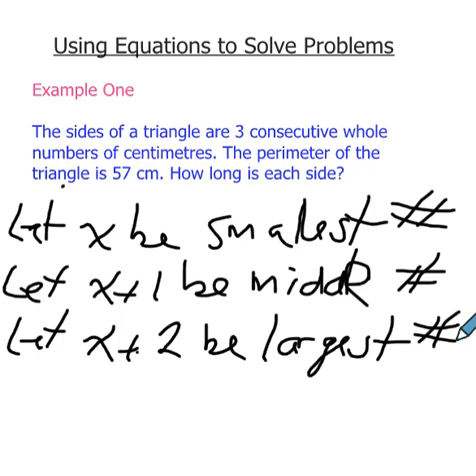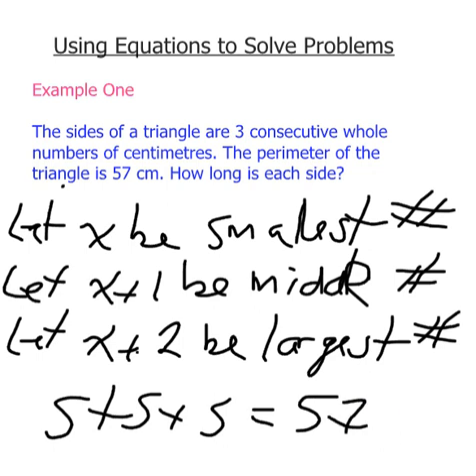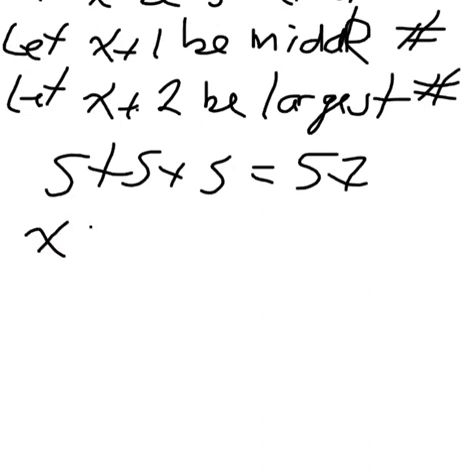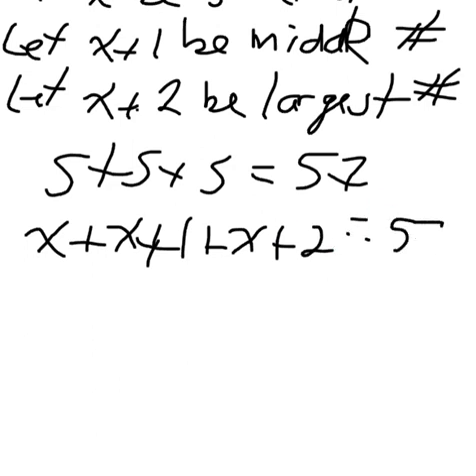Now we need to make an equation. It tells us that the perimeter is 57. If you remember, the perimeter of a triangle is side plus side plus side, which will be 57. So we're going to replace side plus side plus side with side 1, which was X, the middle side, which was X plus 1, and the largest side, which was X plus 2. That is our equation: X plus X plus 1 plus X plus 2 equals 57. Now you collect like terms, so we have 3X plus 3.